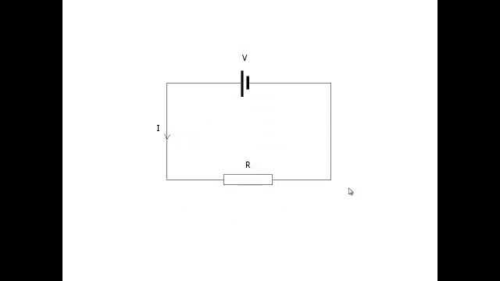Here we see the power supply provides the voltage which pushes the current round. The current flows round the circuit and the resistor slows it down.